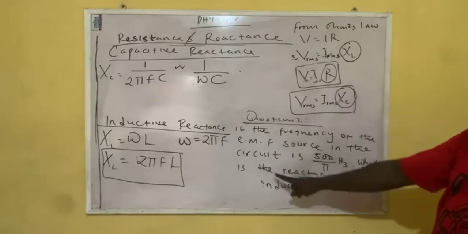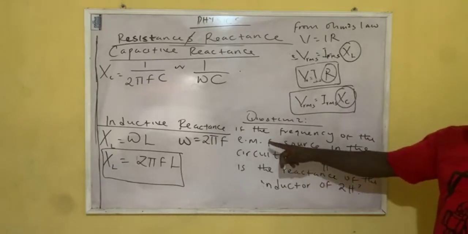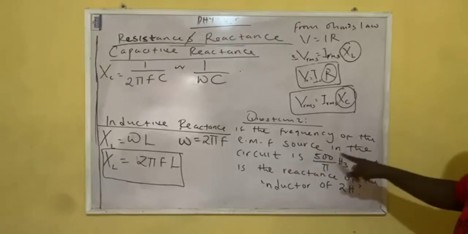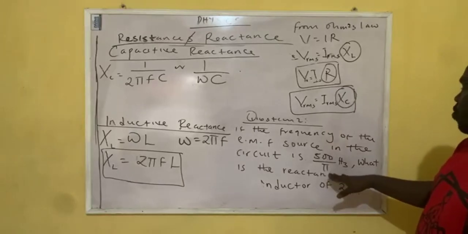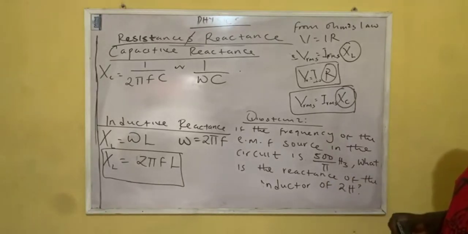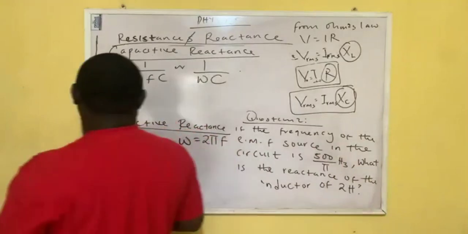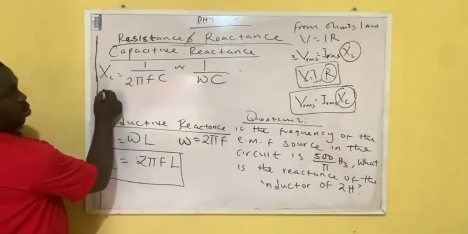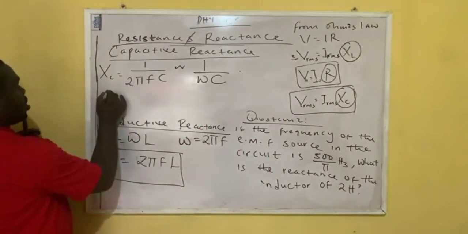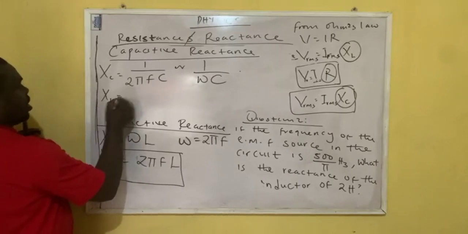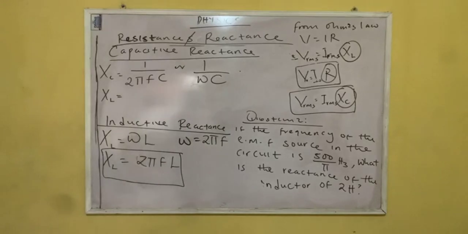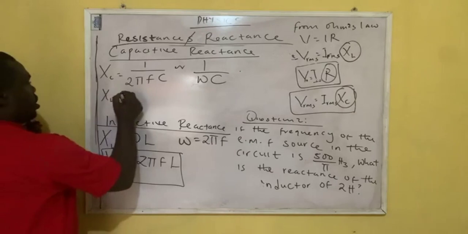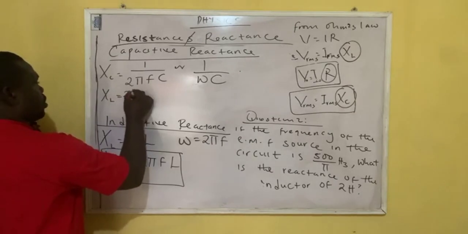Now let's solve this question carefully. If the frequency of the EMF, the electromotive source in the circuit, is 500 over pi Hz, what is the reactance of the inductor of 2H? So what we mean here is that they are asking us to find our XL. XL is what we are looking for. And to find our XL, we use our formula.